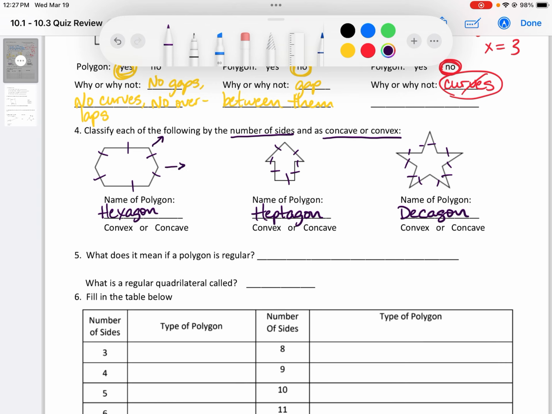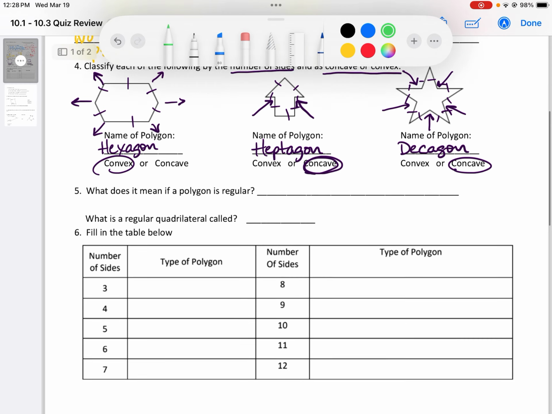Now, convex or concave. To be convex, all of the angles must go out from the center of the shape. So this first one, all of the angles go out, it's convex. But if you look at our second example, see how this goes in and that goes in? All you need is 1, but this shape has 2, and that makes it concave. Here we have 1, 2, 3, 4, 5 inward pointing angles, making this shape also concave.